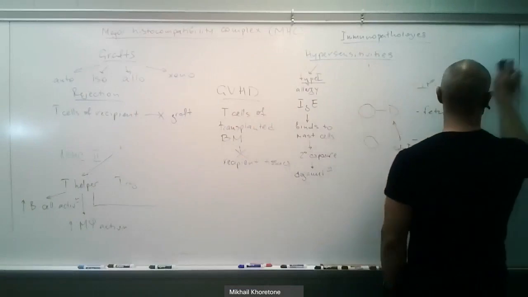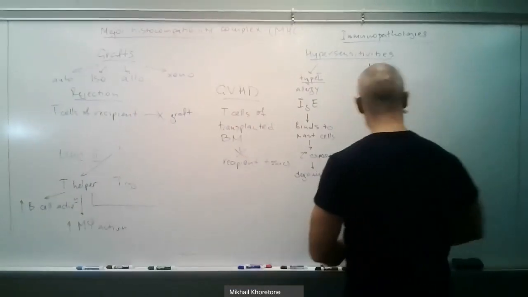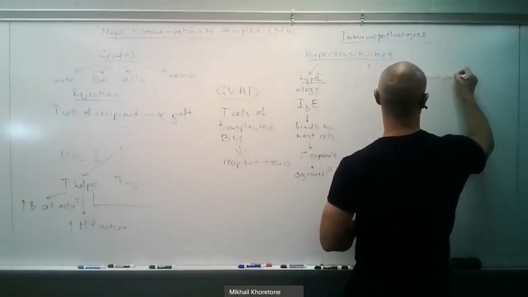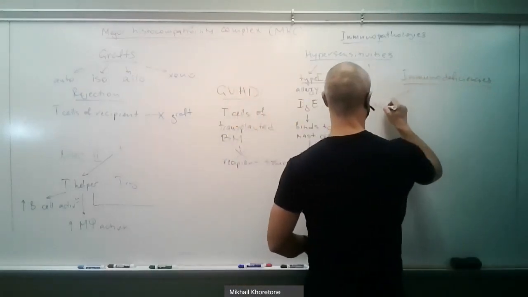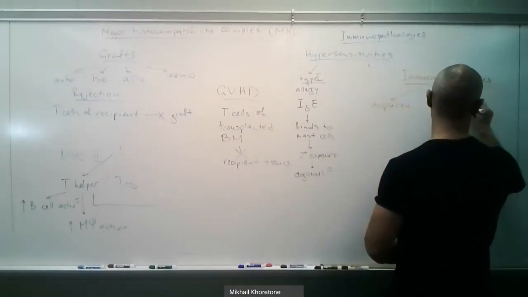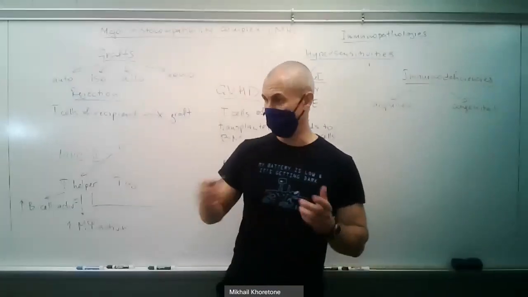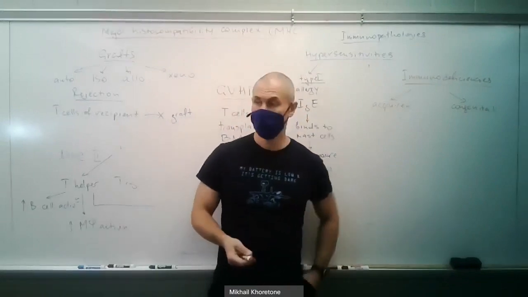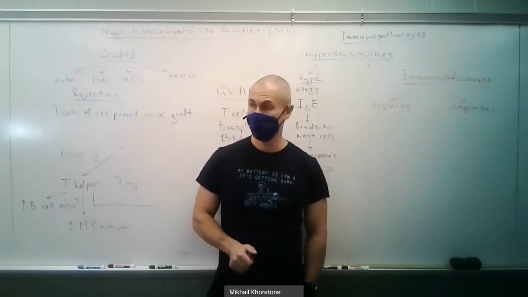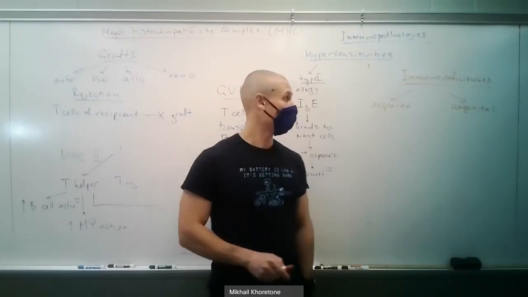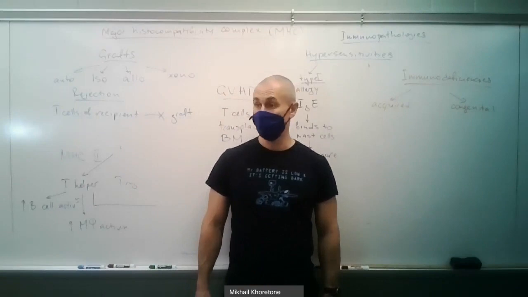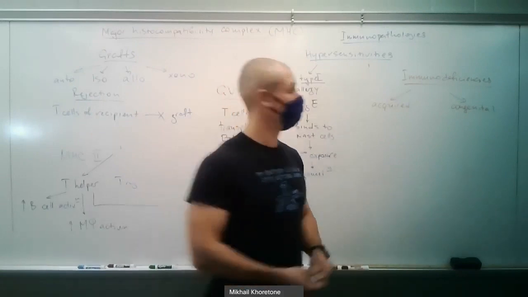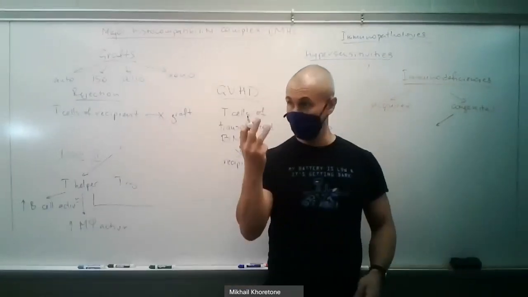And finally, immune deficiencies. Okay, immunodeficiencies: acquired and congenital. Now, acquired immunodeficiencies are ones that you are not born with, like you can develop cancer, you can acquire HIV. Congenital immunodeficiencies are the ones that people are born with, okay? Usually with innate immunity, if there is a deficiency in innate immunity, they usually are lethal. So I want you to know three congenital immunodeficiencies, that's it.